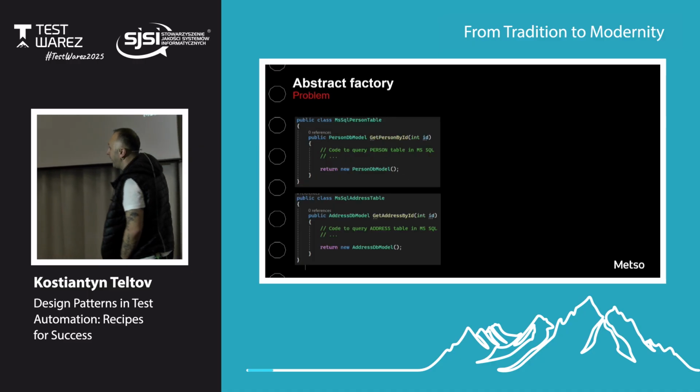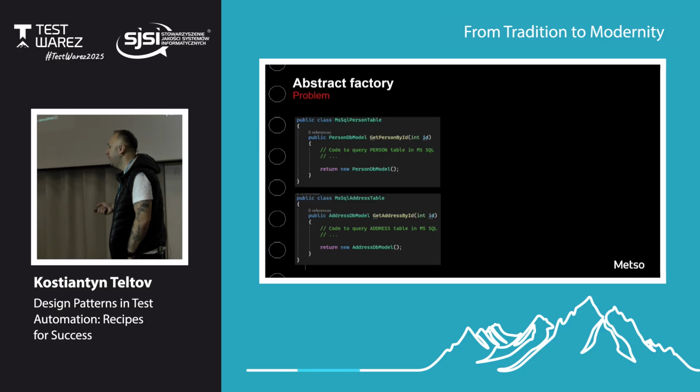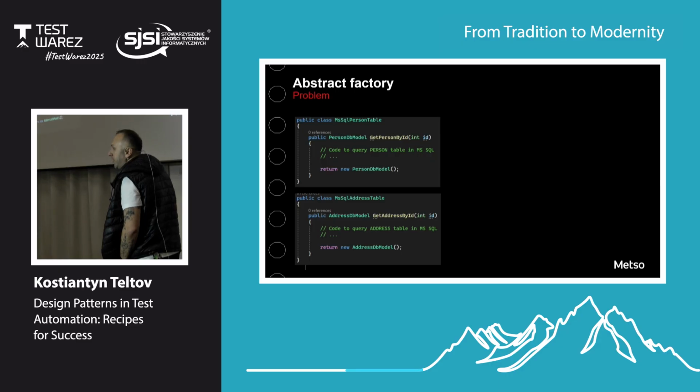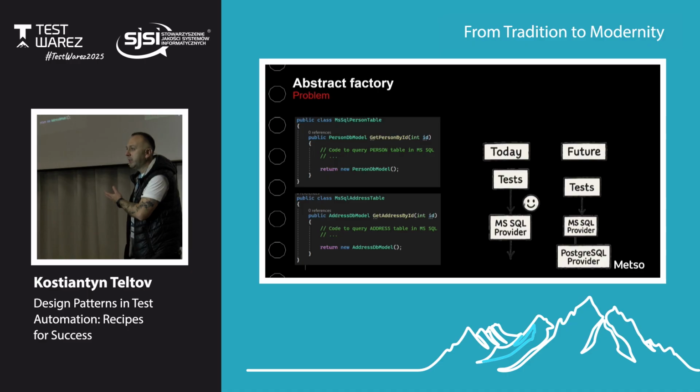Abstract factory. OK, this one is a little bit more difficult, probably the most difficult for today. But let's imagine you have these helpers to access the database, like, I don't know, a person table and an address table. Today, once more, you use the MS SQL provider. Tomorrow, you decide to use some other provider like PostgreSQL. And it means that once again, you need to override your test.